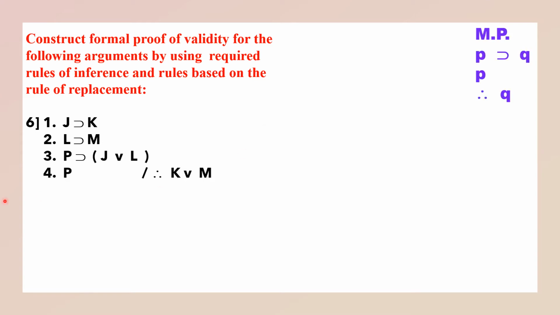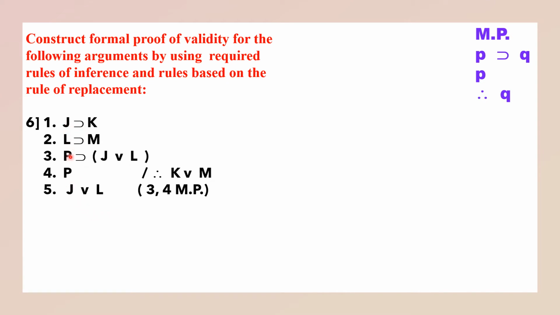So now which rule can you apply to 3 and 4? MP. You have the antecedent, P implies J wedge L, P, therefore J wedge L. 3 and 4 MP. P implies Q, P therefore Q. So P implies J wedge L, P, therefore J wedge L.